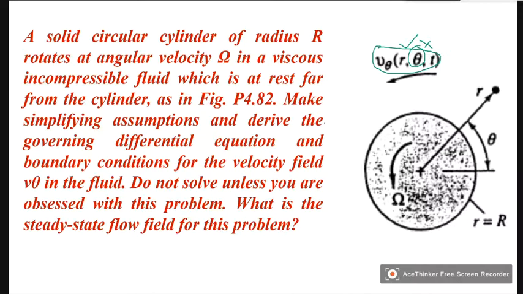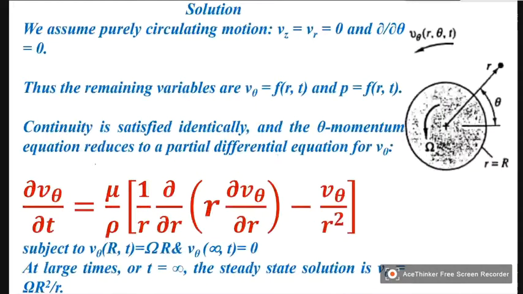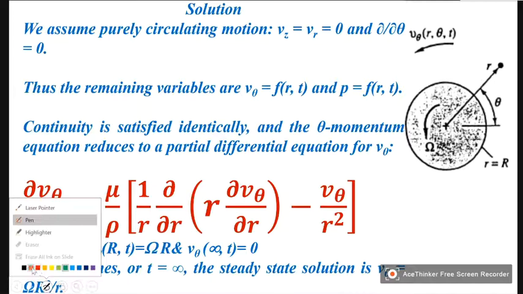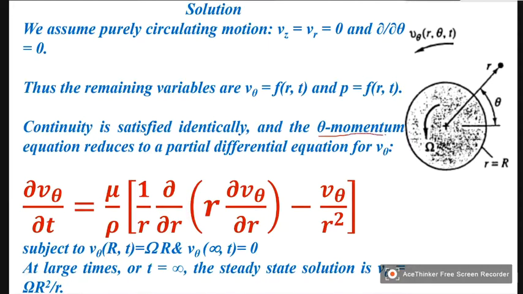Right? Now what you are asked is to make simplifying assumptions and derive the governing equation. So that's all. You write the continuity equation in theta direction and simplify. In the first instance, this term will be there. Right? That's all.